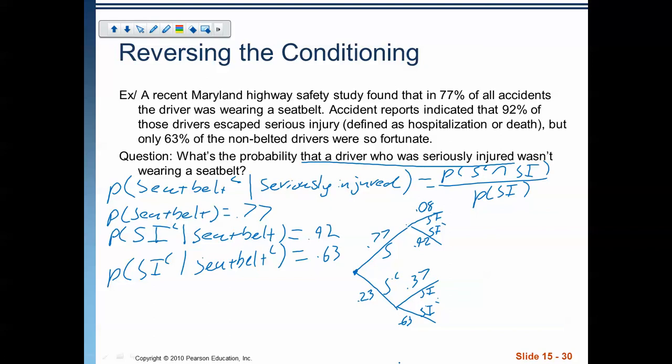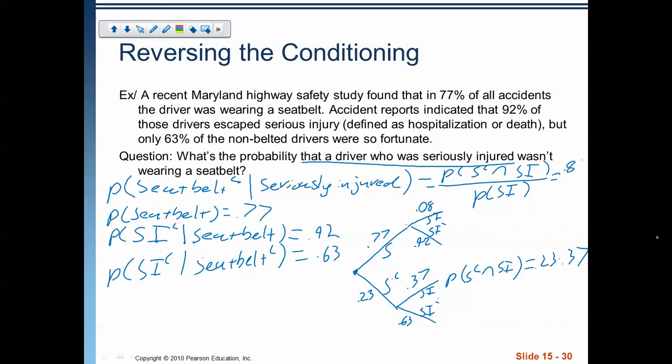So we actually have enough down now that we can figure out these other things. So we need P of seatbelt complement and seriously injured. So P of seatbelt complement and seriously injured is going to be that times that. So that's this one here. This here is P of seatbelt complement and seriously injured. So that is 0.23 times 0.37. 0.08 what? 0.0851.